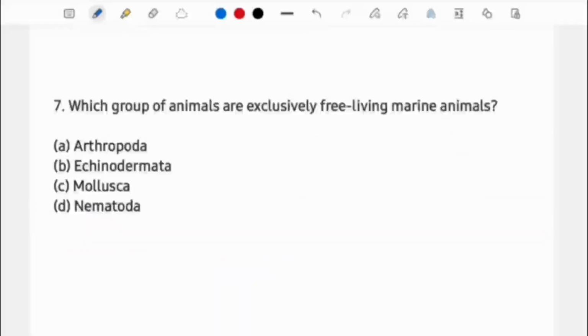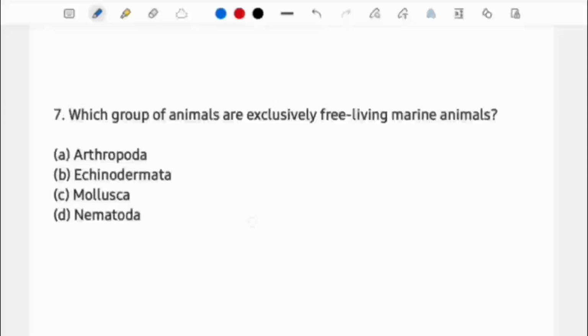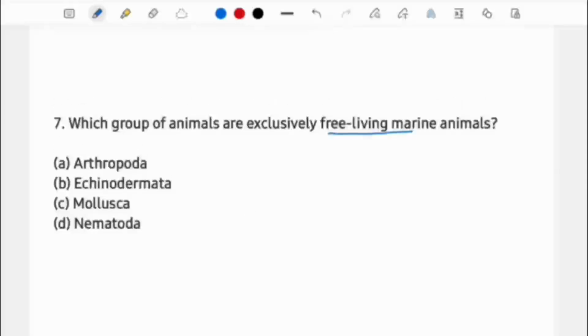ठीक, next question. Question is, which group of animals are exclusively free living marine animals? And the correct option is option B, that is Echinodermata, because they have a distinguishing feature: their body cavity contains a water vascular system. That is one of the distinguishing features of echinoderms.